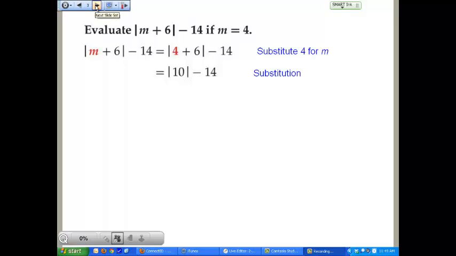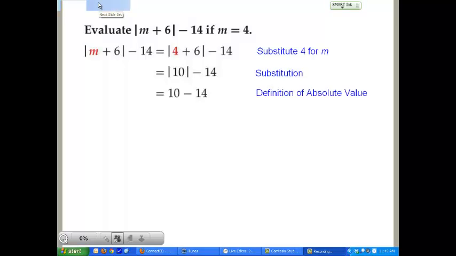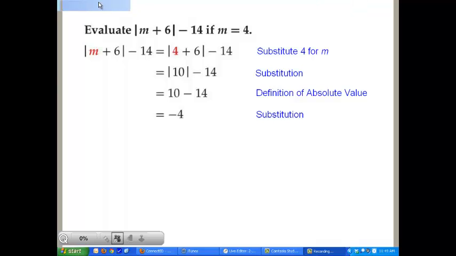We're going to take it from there, and that was substitution, by the way. We're going to use the definition of absolute value next. That's how you would describe that step. According to the definition of absolute value, the absolute value of 10 is 10. Good. Substitution: 10 minus 14 is negative 4.